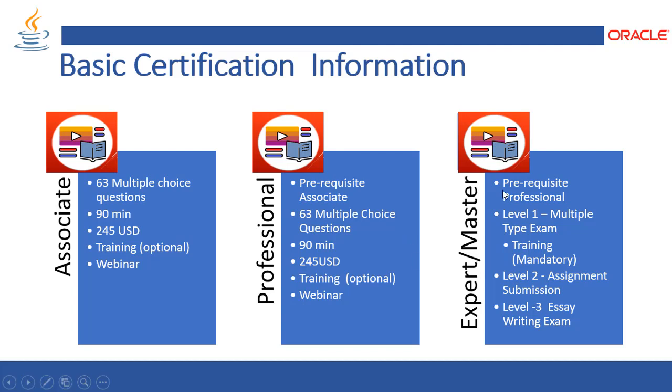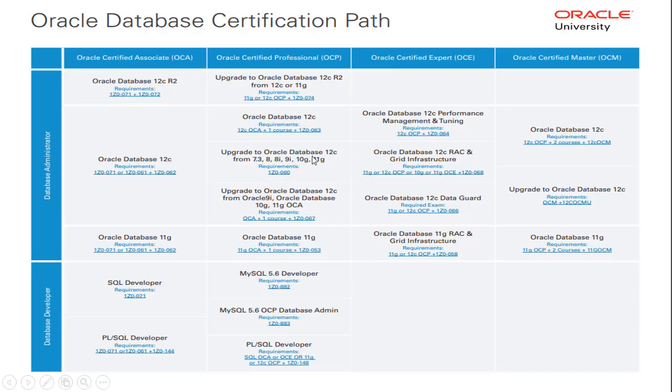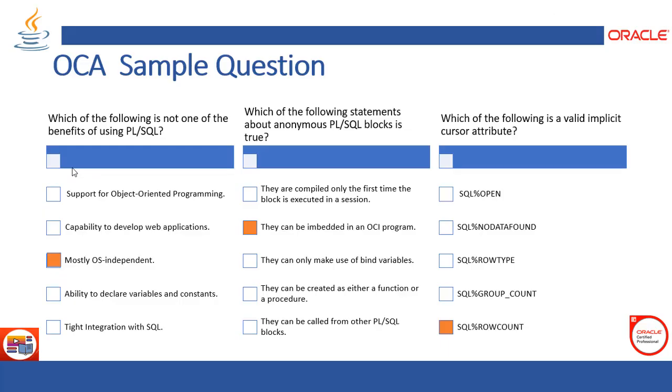And for master, there are 3 levels. First is a multiple choice question exam, second is assignment submission, and third is an essay writing exam. This is how they have the pattern. You can check out all the Oracle database certification paths, and what type of profile you want for your certification.